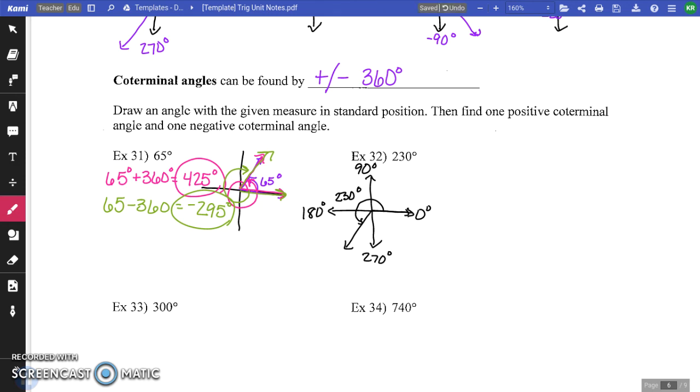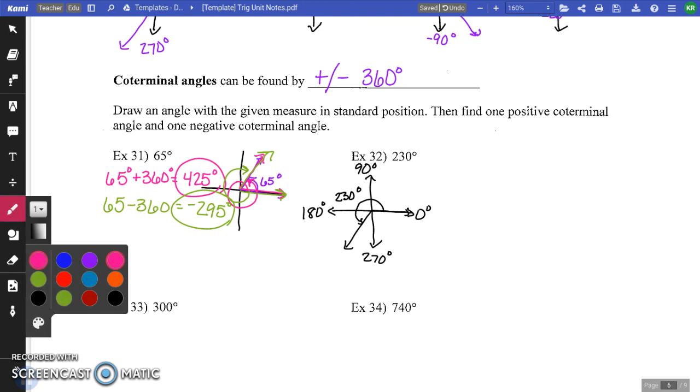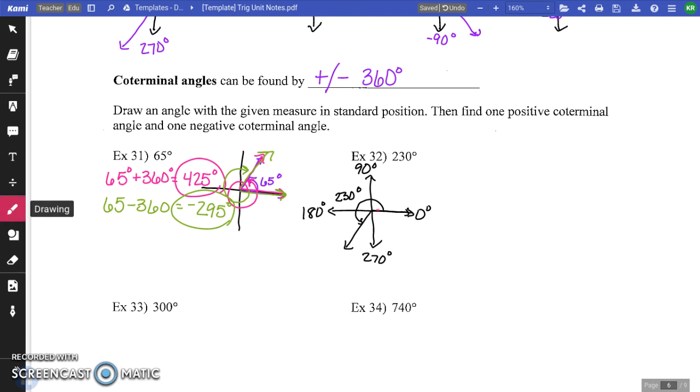Okay, so another positive coterminal angle would be, I could do one complete rotation and then go around again and stop where that angle stops. So that would be 230 plus 360, so that would be a 590 degree angle. Okay, similarly, if you start at 0, but you go clockwise instead, we're going to have a negative angle measure. So this would be 230 minus 360, which will give you a negative 130 degree angle.